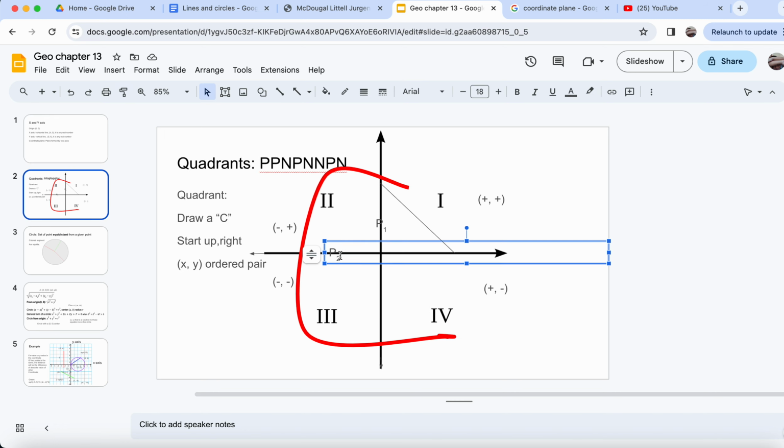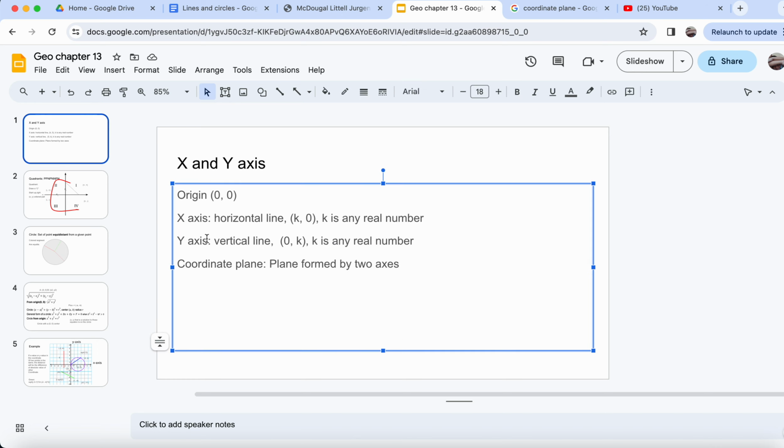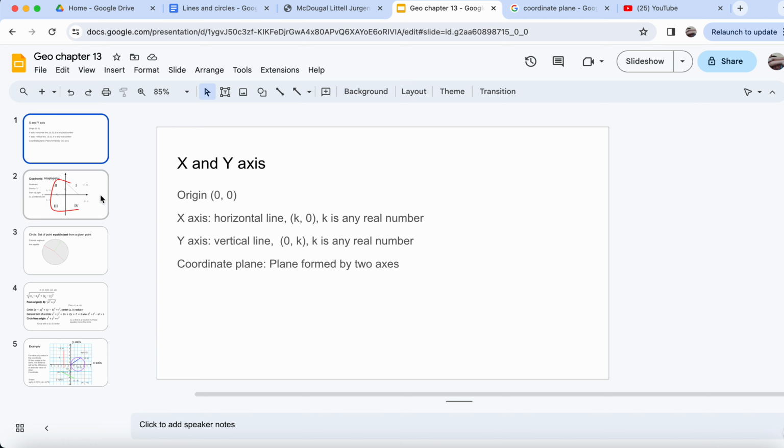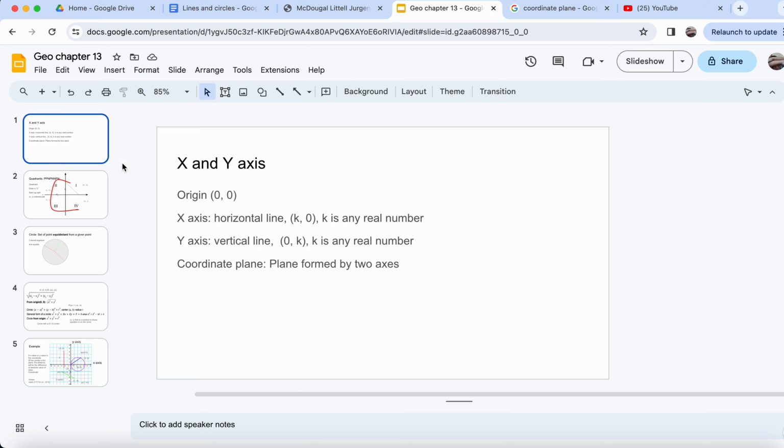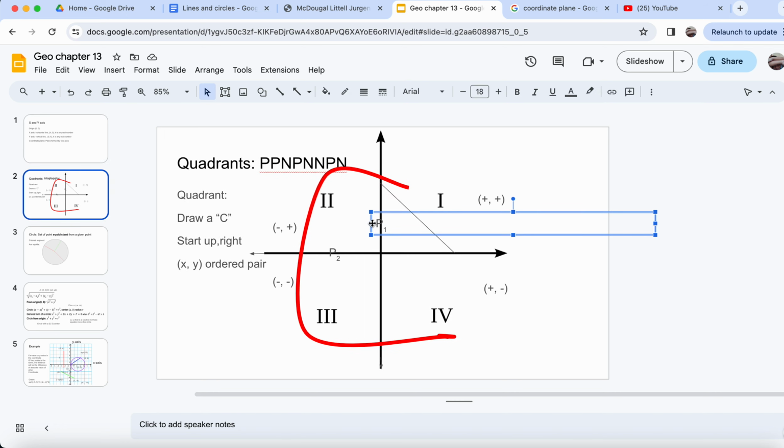So P2 here may have a coordinate of (-3, 0) or (-4, 0). Because there's no mark, we cannot determine it, but it's something negative and then 0 on the y value. The y-axis is the vertical line. So every point on the y-axis has a coordinate of (0, k). 0 must be the x value. P1 here may have a coordinate of (0, 1) or (0, 2).